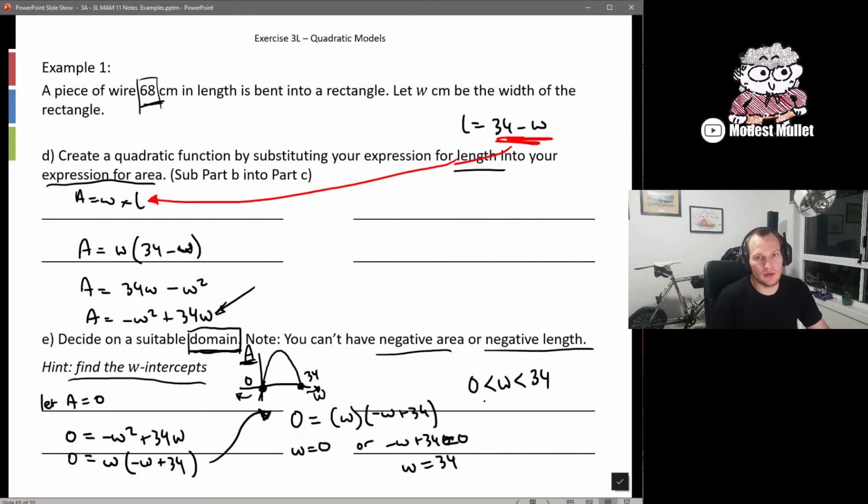Now it can't include 0 because if the width is 0, area is 0. And if it included 34, well then we would have 34 on one side, 34 on the other side, but that means now our length would have to be 0 and 0 to add up to 68. So we'd also get area of 0. So we can't include 0 or 34, but up to. So that's our allowable domain.